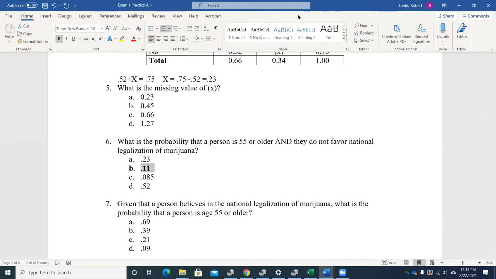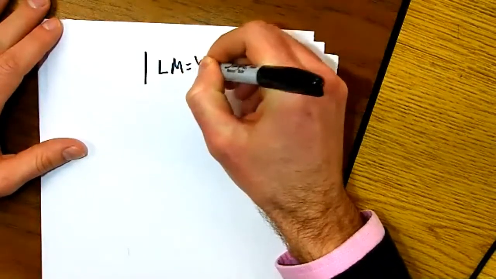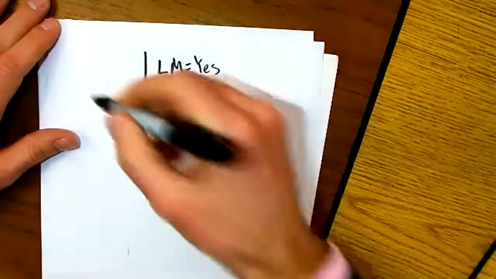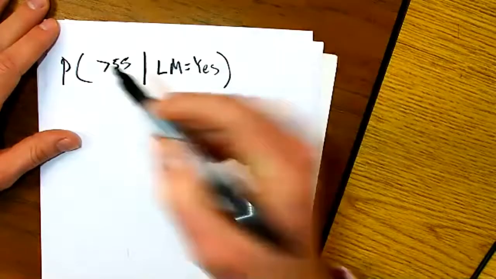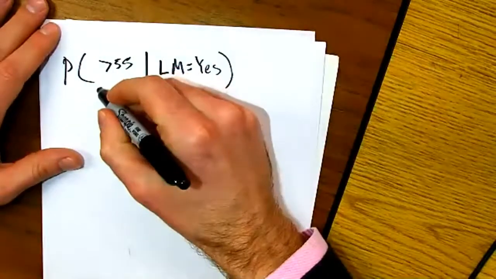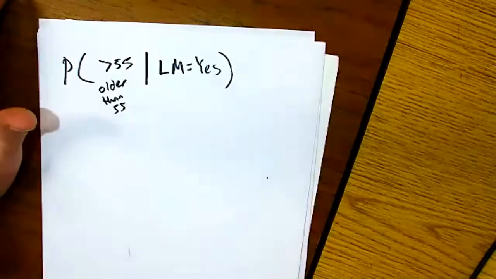So let's think first about what we want. So I'm going to switch over here. This might take a second. Let's see if we can get this to show up for everybody here. There we go. So what we wanted was, given that someone wants marijuana legalized, what was the probability that they were greater than 55 years old? Or you could write it out, older than 55. That was our event.